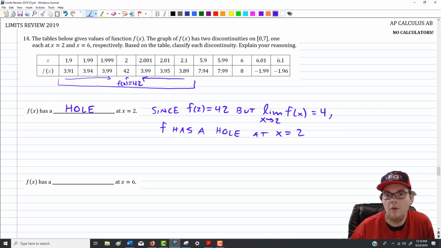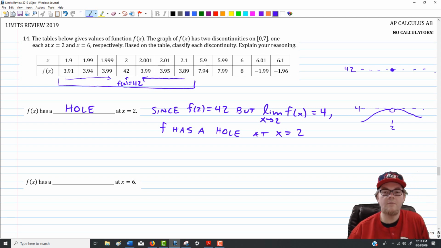So keep in mind again what's being really said here is that the general behavior is indicating that we're getting closer and closer to 4 at x equals 2, but yet the y value is up here at 42. So it's just a single point that's been removed, making this a removable discontinuity, of which there is only one, what we call the hole.